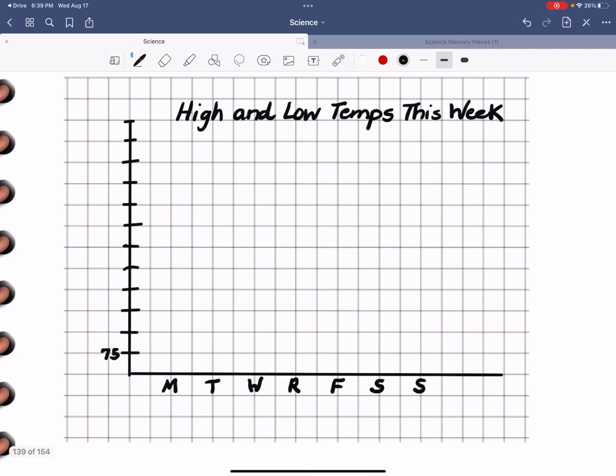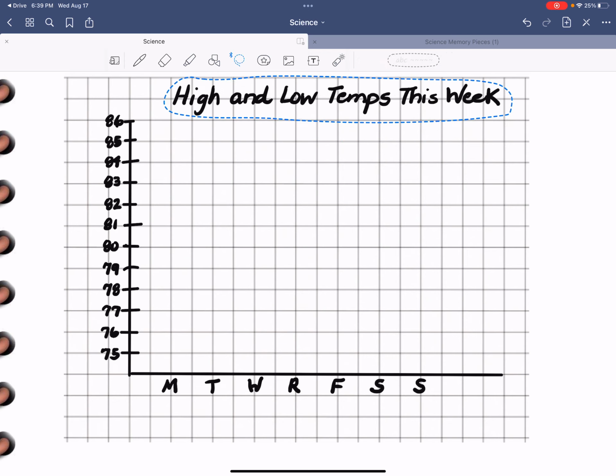So there's 75, 76, 77, 78. There's 80. I won't count out loud. I'm sure that's not pleasant to listen to. So we're graphing in a range of 75 to 86 for the high and low temperatures this week. I'm going to move my title up just a hair.